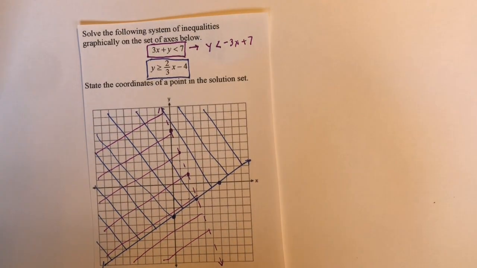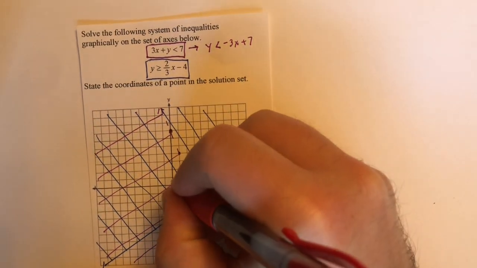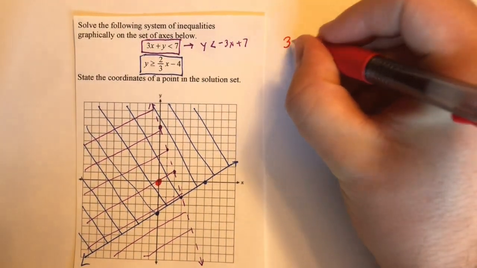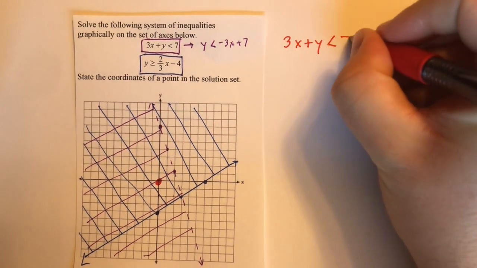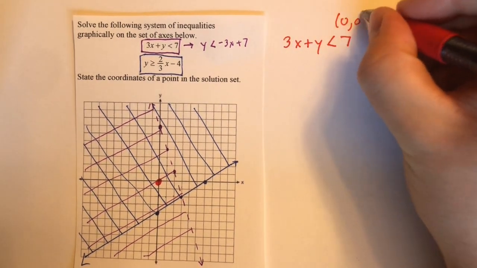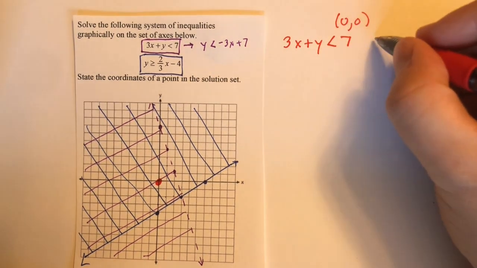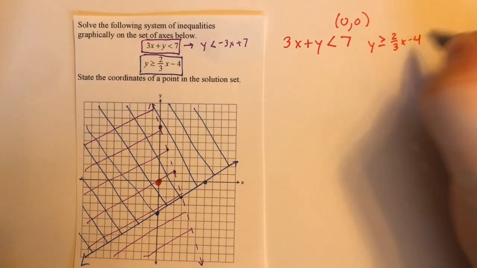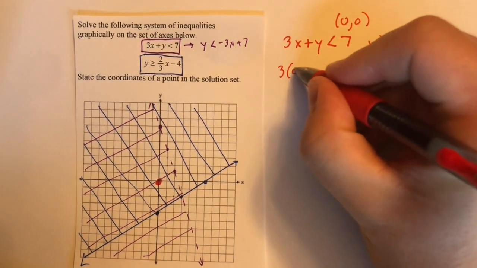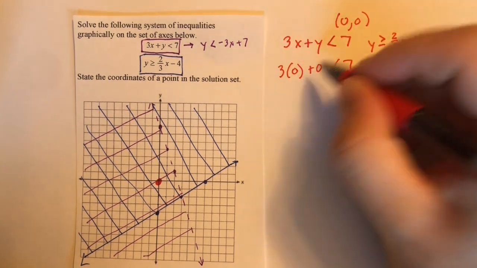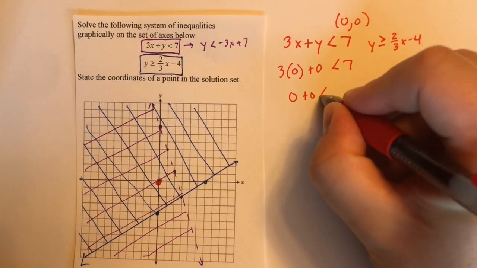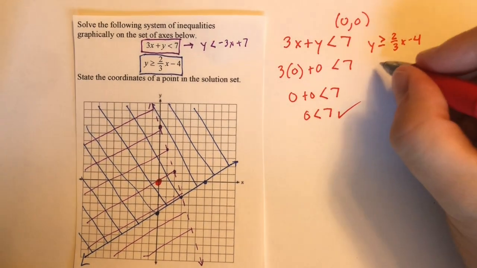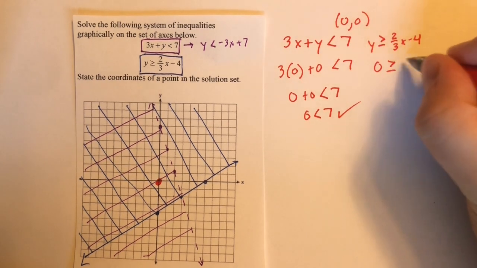So we're going to test a point. I'm going to pick the origin just because it's so easy to substitute those values in. All right. So 3x plus y is less than 7. We're going to test 0, 0. And we're also going to test it in y is greater than or equal to 2/3 x minus 4. So both are 0. 3 times 0 is 0. 0 plus 0 is 0. 0 is less than 7. Checks out.